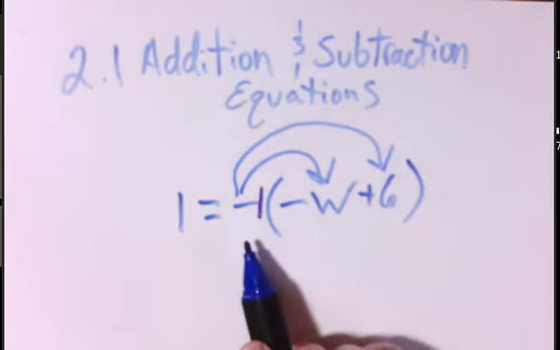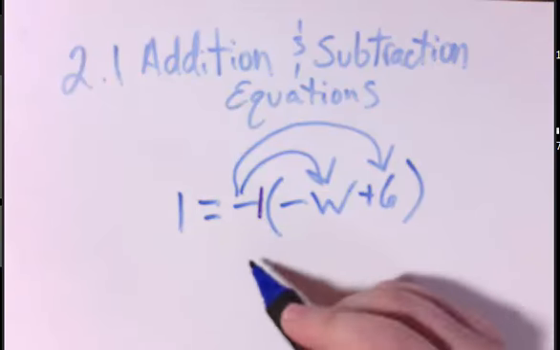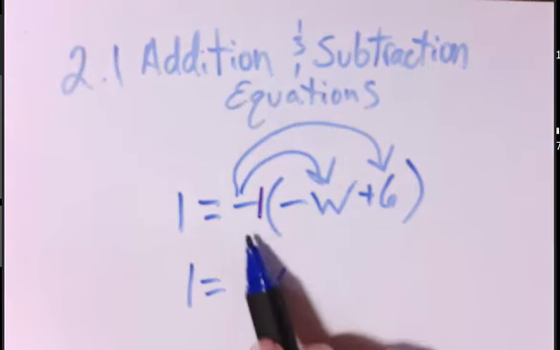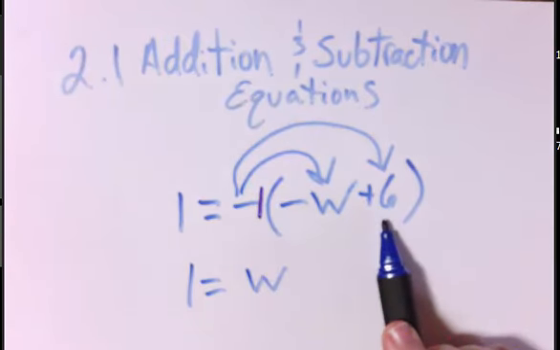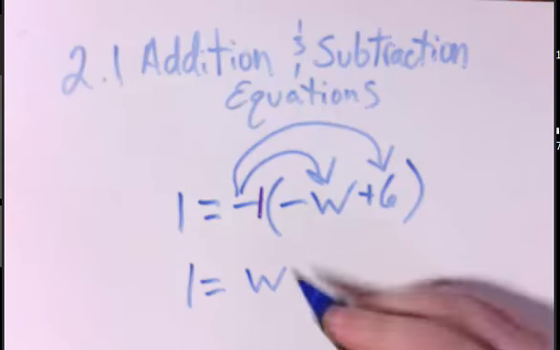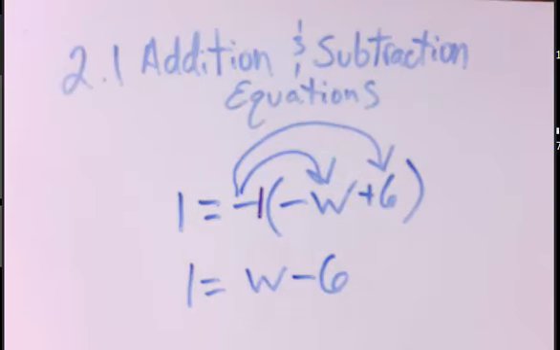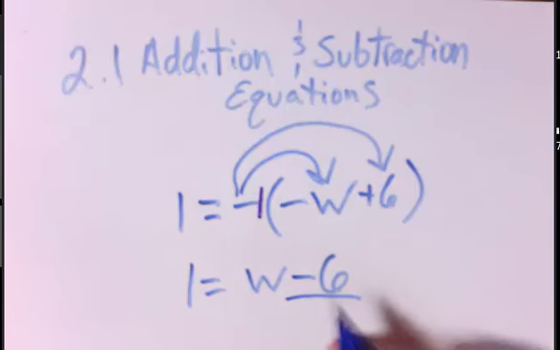So a negative 1 times a negative w is just going to give you a positive w. And then a negative 1 times a positive 6 gives you a negative 6. Okay, so now we want to get w by itself. So here, in order to do that, we need to get rid of this 6. So remember, we want that spot to equal 0. So what can we add to negative 6 to make it 0? Well, we're going to add 6.